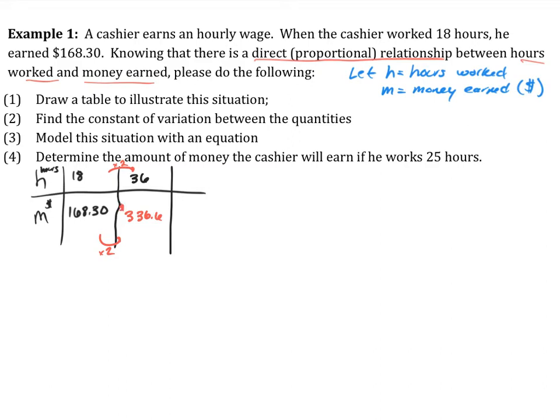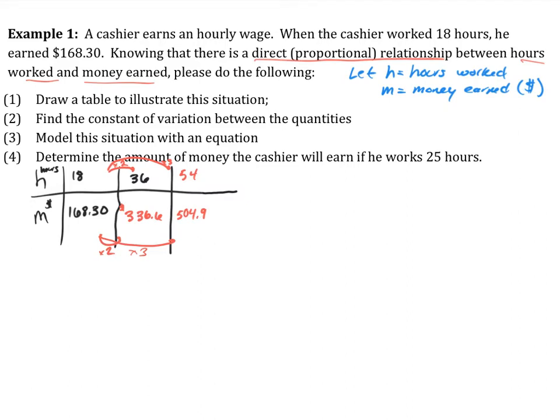I can do the same thing by multiplying by 3. So suppose he didn't work 18 hours, but he worked times 3, let's say 54 hours, so 18 times 3. Then I know this individual will have worked 18 times 3 hours, so the amount of money he earned will also be multiplied by 3, which in this case is $504.90.